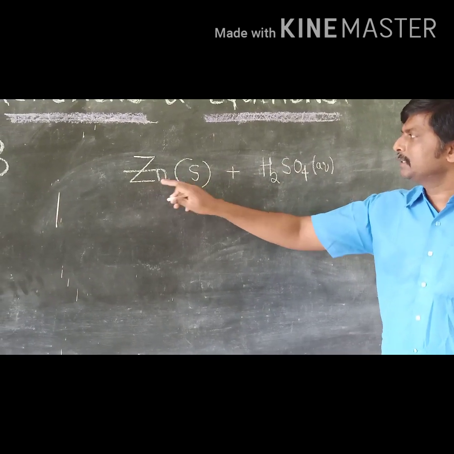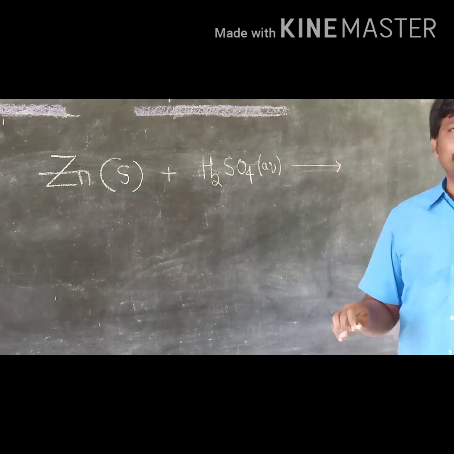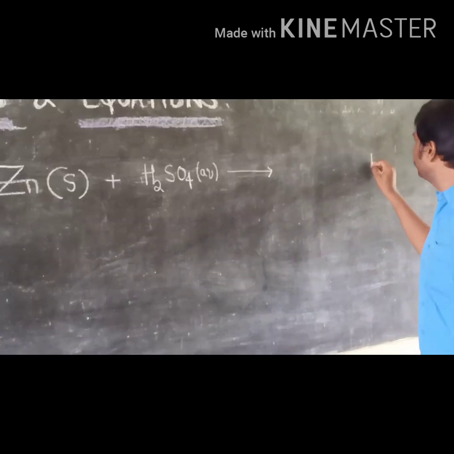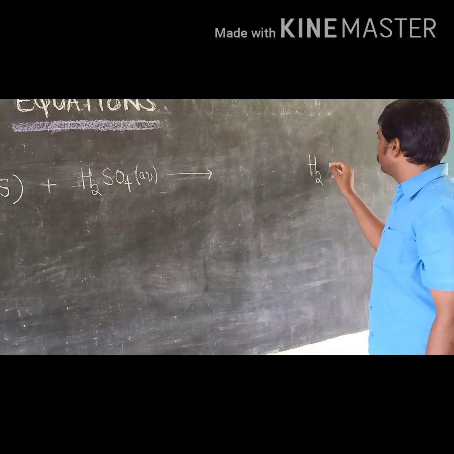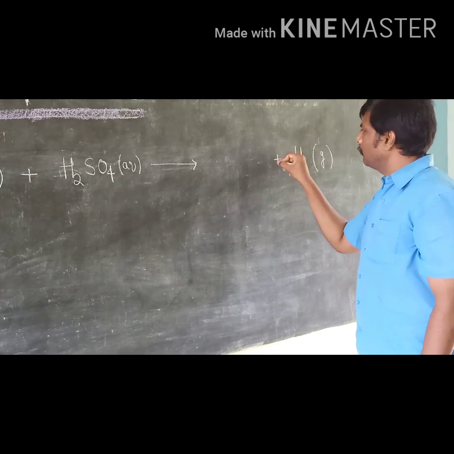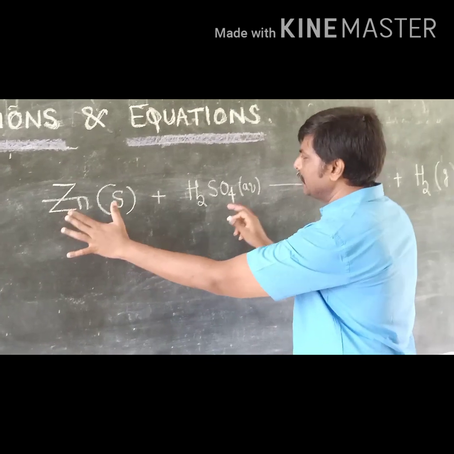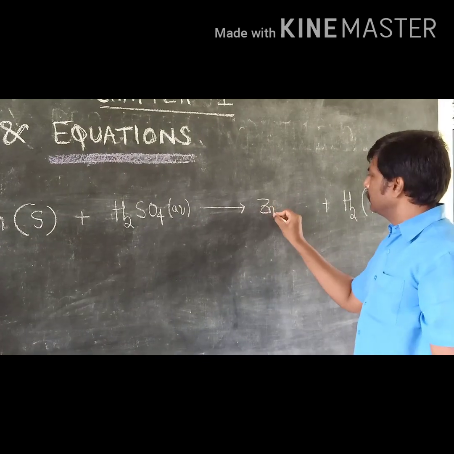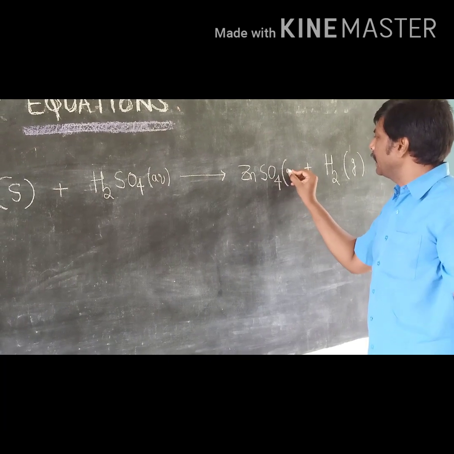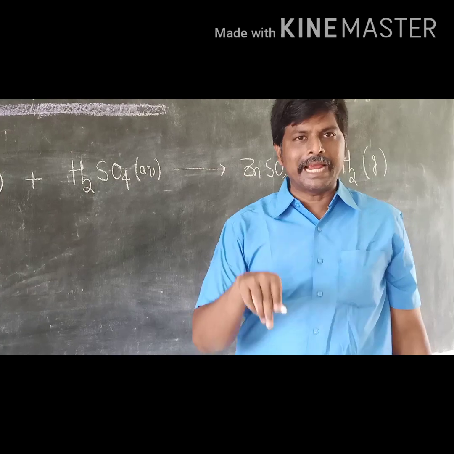And zinc granules react with sulfuric acid. So one important product formed is already observed in this activity. What is that? Hydrogen. What is the physical state of hydrogen? Gas. Plus what is the one more? After getting hydrogen, the remaining thing is ZnSO4, zinc sulfate, aqueous. So it is the chemical reaction involved in this activity.